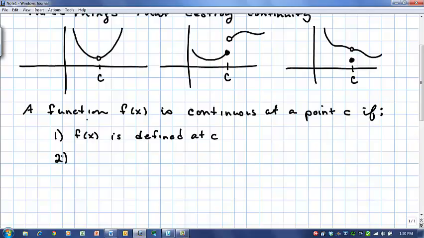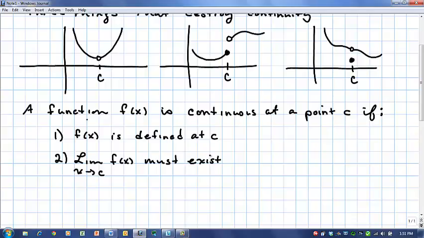In the second picture, even though the function is defined at c, the limit at c does not exist, right? Because if we tried to approach from this side, we would have a value down here, but if we tried to approach from this side, we have a different value up here. So the limit does not exist. So in order to fix this problem with continuity, we have to specify that the limit must exist at c. So the second thing that must be true is the limit as x approaches c of f of x must exist.